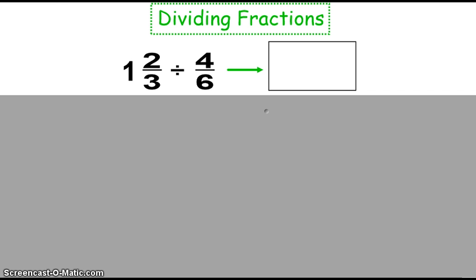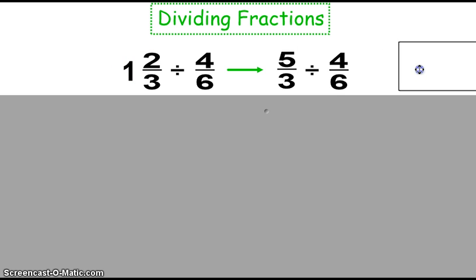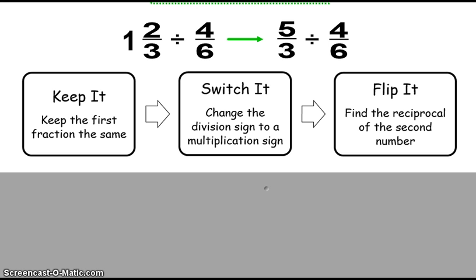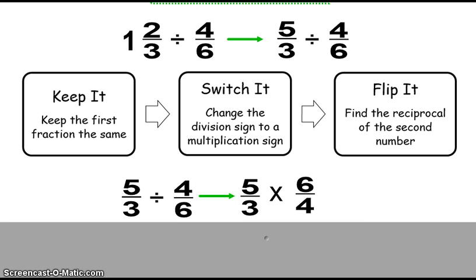Now let's try 1 2/3 divided by 4/6. To start, let's change 1 2/3 from a mixed number to an improper fraction. To do this, we multiply the whole number by the denominator, then add the numerator. So 1 times 3 is 3, plus 2 is 5. So it has now become 5/3 divided by 4/6. Okay, now we are going to apply the keep it, switch it, flip it. We kept 5/3 the same. We switched the division sign to a multiplication sign, and we flipped 4/6, which is now 6/4.